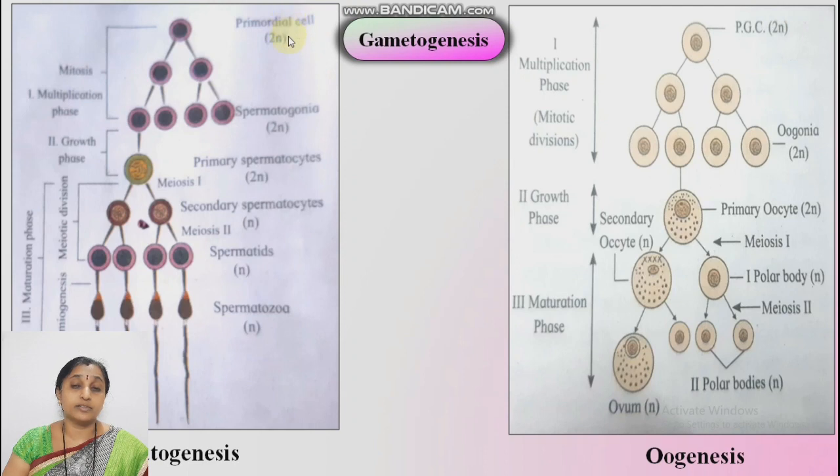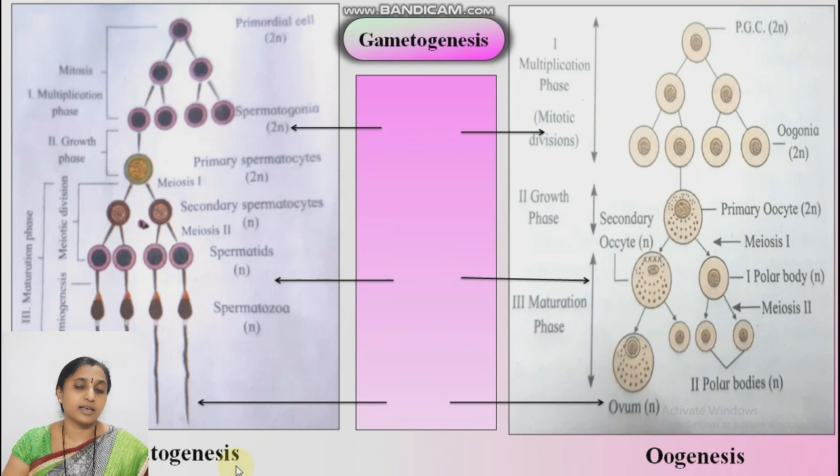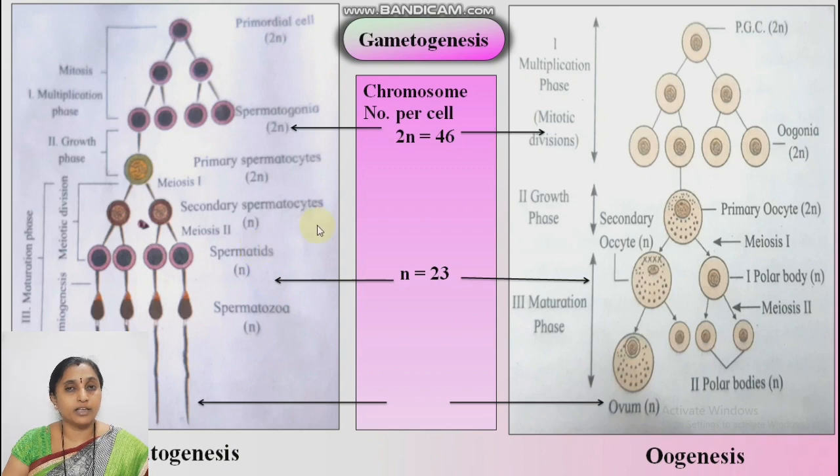These diploid primordial germ cells are the germinal epithelial cells, which undergo mitotic division and form primary spermatocytes in case of male, and primary oocytes in case of female. These primordial germ cells are diploid, chromosome number 46. Then these spermatocytes in male and oocytes in female undergo meiosis, that is reduction division. That's why the gametes are haploid, due to meiotic divisions.